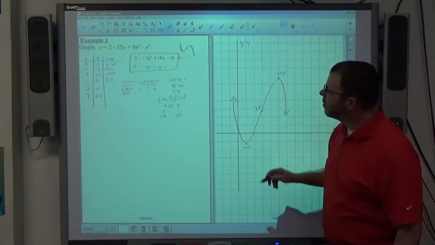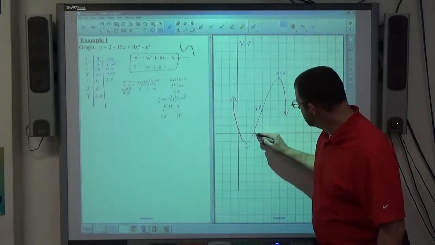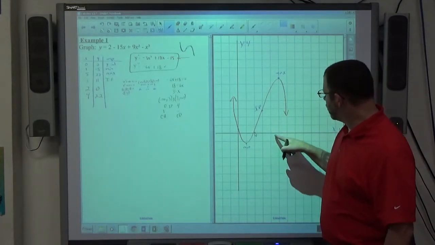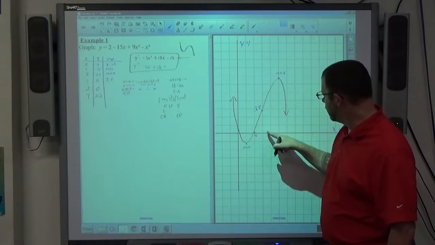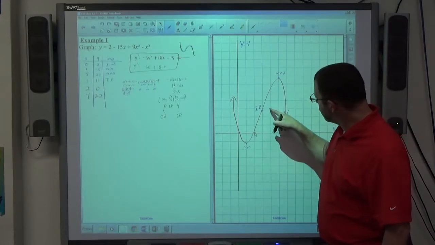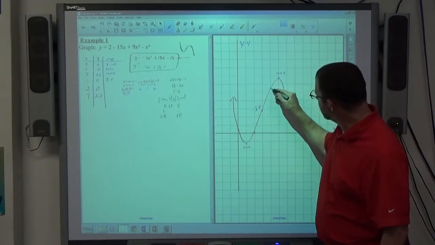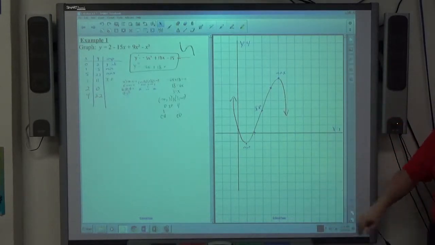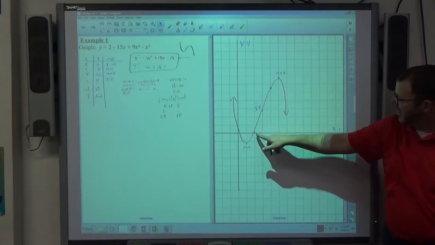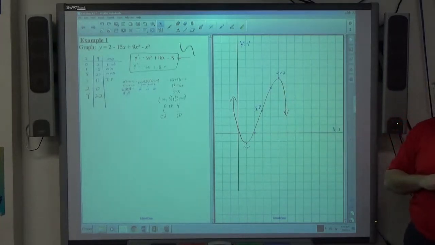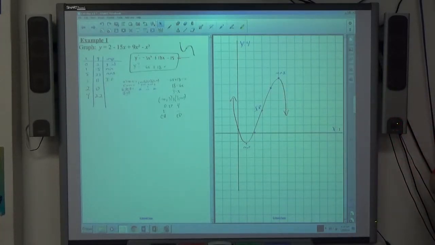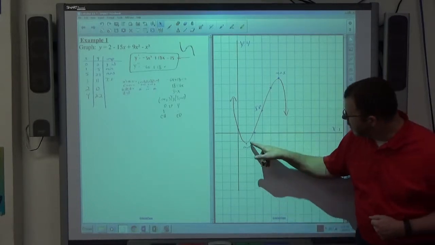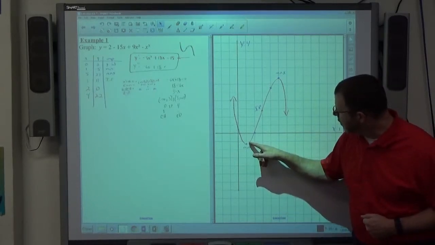So 2, 0 and 4, 22. 1, 2, 3, 4, 4, 8, 12, 16, 22. Hey, look at that. I missed 2, 0 by just a smidge, you see, but I was dead on 4, 22. Okay, adding those 2 points, it still makes my graph look pretty good, right? And notice on this part here, I just kind of missed that minimum by a little bit.